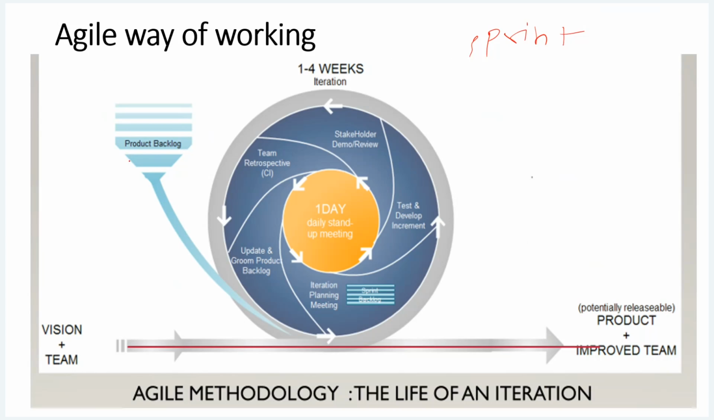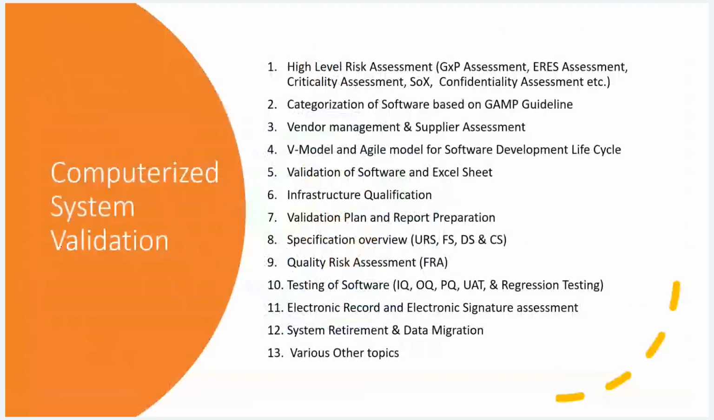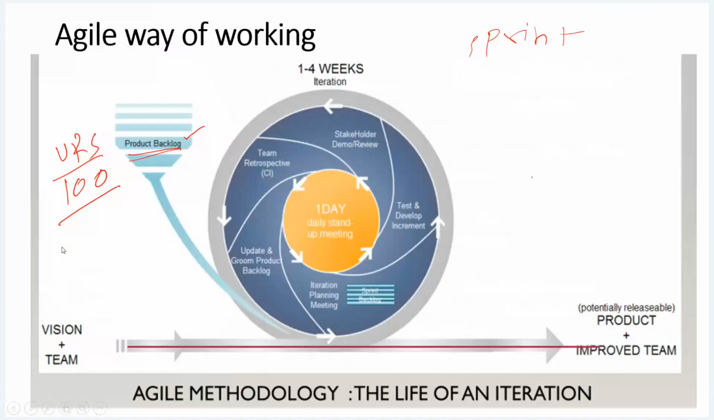If you see, this is the product backlog. The product backlog is nothing but like a URS, where all the requirements are written. Suppose I have 100 requirements. We use the word story here, user story in place of requirement. So all 100 stories I am going to mention in the product backlog. Out of 100, I have taken only 50 user stories to be developed in this sprint.